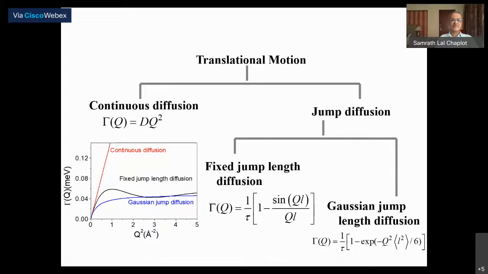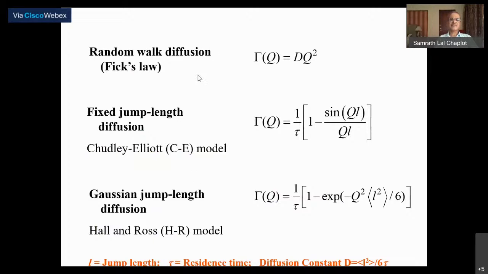And once you have the jump length and the residence time, the time between jumps, then the corresponding diffusion constant is nothing but L squared divided by 6 tau, that is D = L²/(6τ). So this you can get. So it's important to know what model you use. These are three simple models which you just saw: the fixed jump length model and the Gaussian jump length diffusion model. And these are named after Chudley, Elliott, or Hall-Ross. And this is a random walk diffusion model. Okay, so you will use this in the next problem.